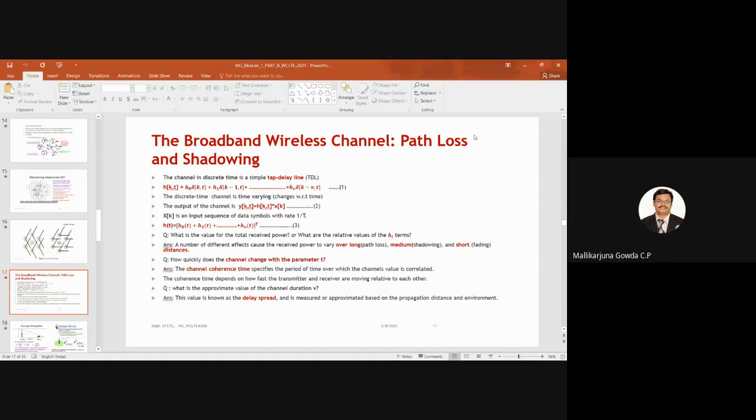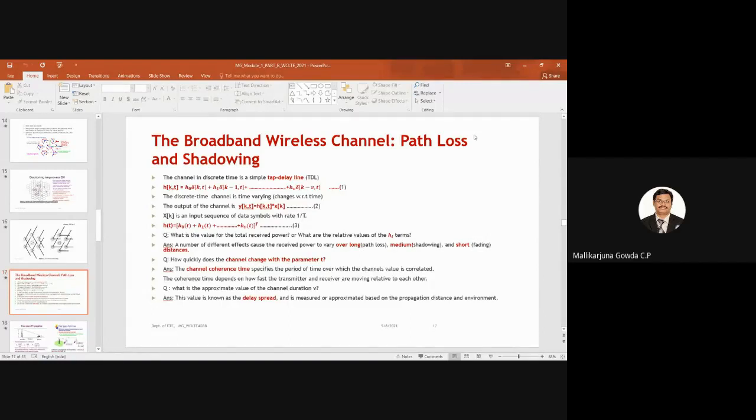We need to understand how this wireless channel behaves, because it is very complex and it is not just free space. We need to consider the terrestrial environment. When I say terrestrial environment, many things will be there between the transmitter and the receiver. Trees will be there, hills will be there, big buildings will be there. So with that, what will be the received signal strength? How do we model that?